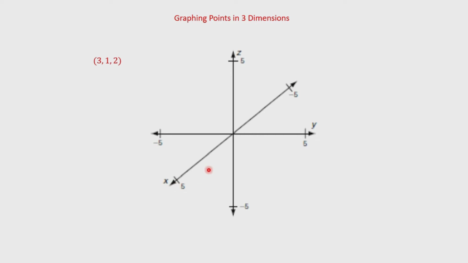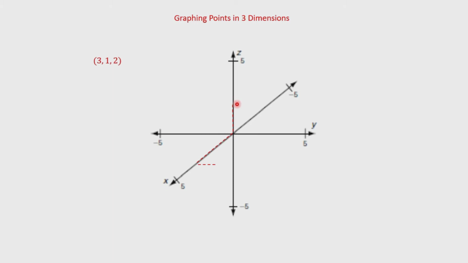We're going to go 3 in the x direction. So we're going to start at the origin and go out 3. Then we're going to go 1 in the y direction, but we're not going to do it from the origin. That's good to get your distance. We're going to do it from the end of our first path. And then we're going to go 2 in the z direction.